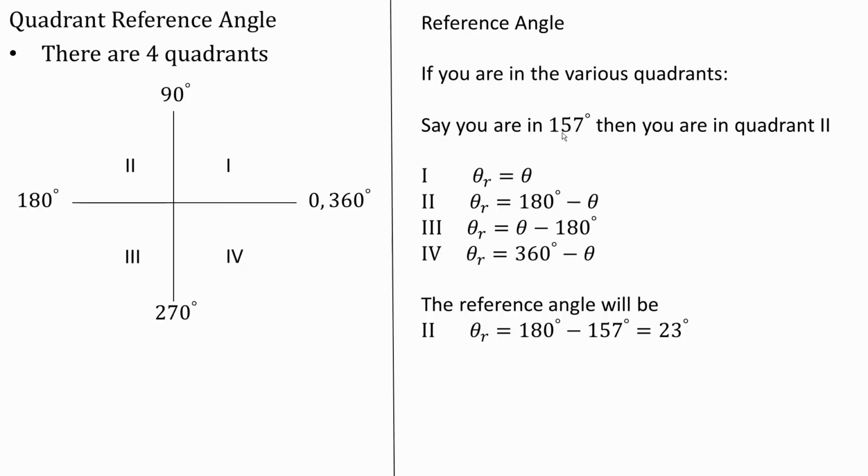Now the reference angle will be useful for the various quadrants. So let's say we have 157 degrees. Then we're in quadrant 2. And these are the reference angle formulas. For quadrant 2, the reference angle will be 180 degrees minus our angle measure, 157. So 180 degrees minus 157 degrees is equal to 23 degrees. And we will solve some concrete problems.